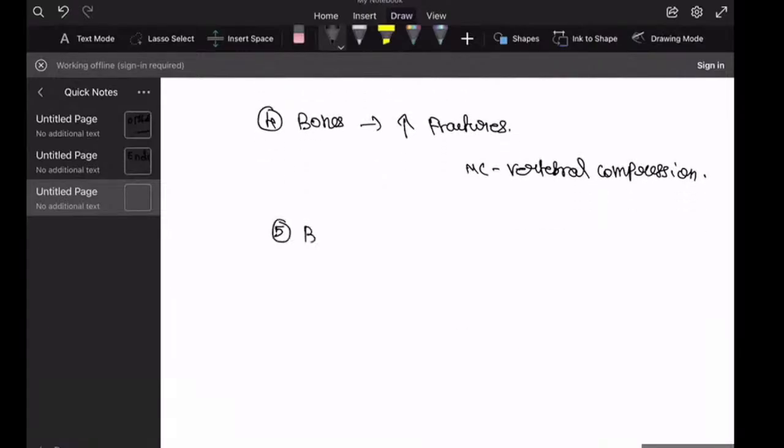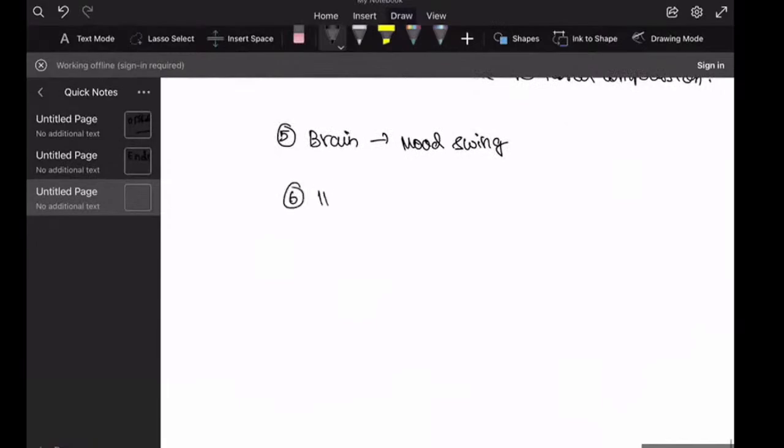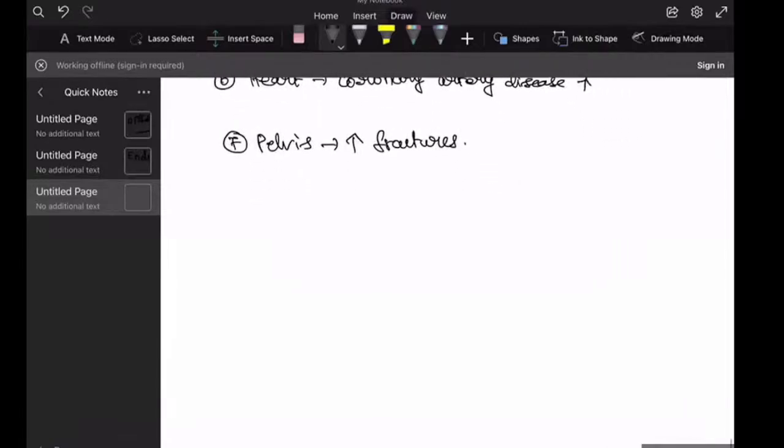And in the brain, estrogen is the reason for the mood swings. Heart: coronary artery disease risk is more with decreased estrogen. And pelvis: increased fractures. And the normal pH of the vagina is acidic.